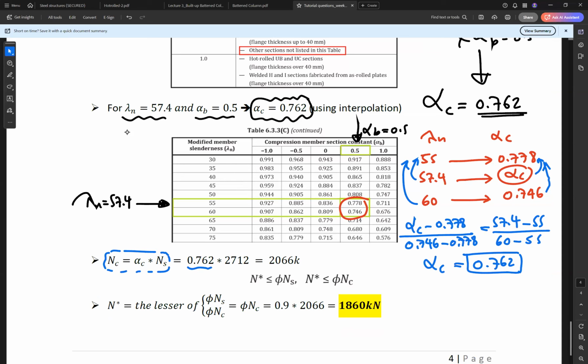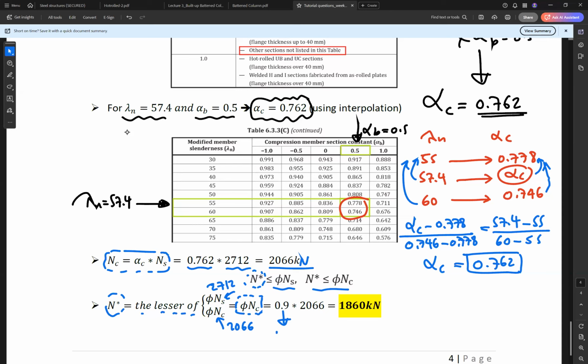So 0.762 times our Ns of 2712 gives us a value of 2066 kilonewton. Okay, so as we know, N asterisk should be less than phi Ns and phi Nc. So N asterisk would be the lesser between phi Ns and phi Nc. And as we know, Ns is 2712, Nc is 2066. So this means that the lesser is phi Nc.